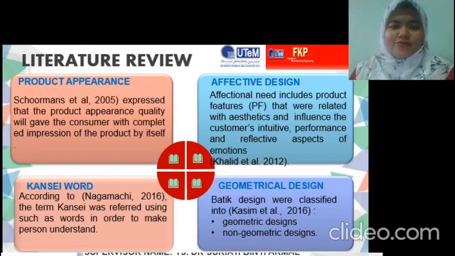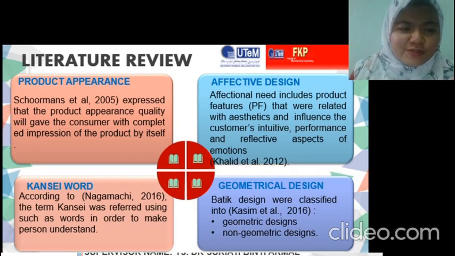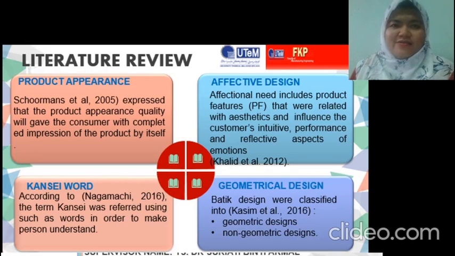For the literature review, first is product appearance. Product appearance can be classified in numerous meanings, including the color and the part of the physical product. A lot of consumers get their preference from the appearance or the form of the product that they have chosen. The product appearance quality will give the consumer a complete impression of the product by itself. Skurmans et al. 2005.